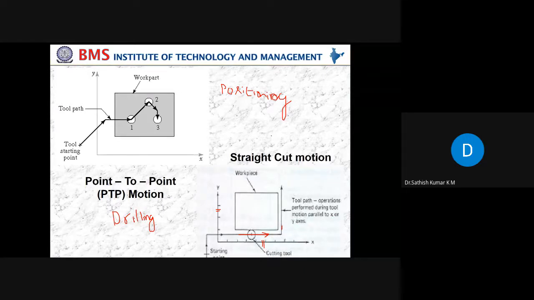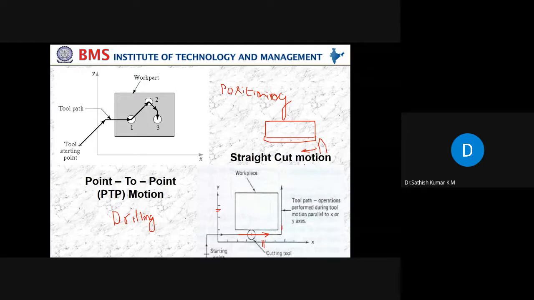Now if you observe carefully, in case of turning, let's take an example. I want to remove this portion. Now how are you going to move the tool? The tool is going to be moved parallel to one particular axis. When the tool moves parallel to one particular axis, the diameter of the work part is going to be reduced. So that is one type of straight cut motion.